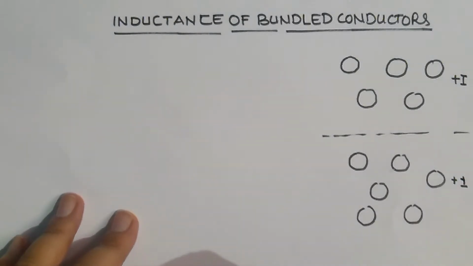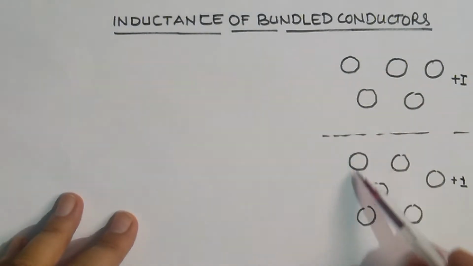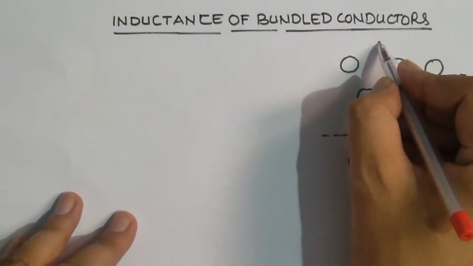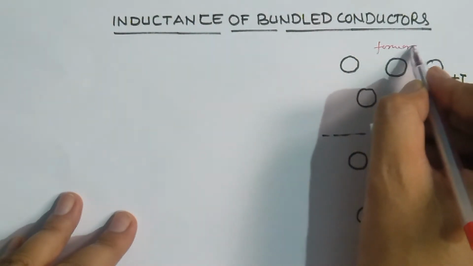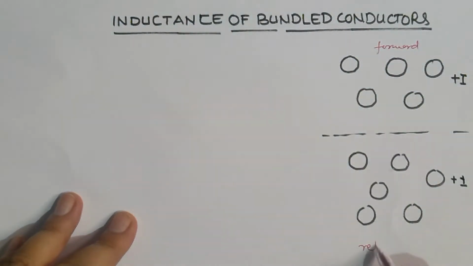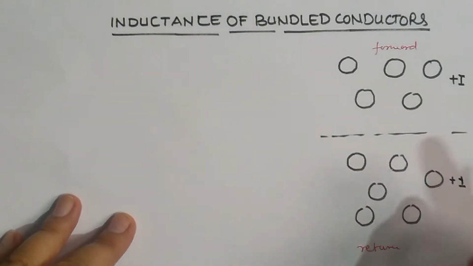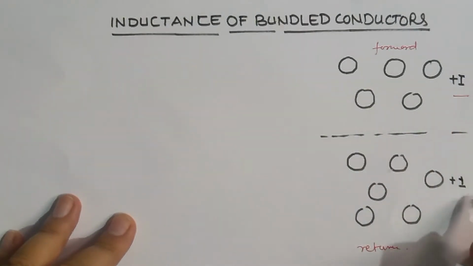So here this is the system of bundled conductor. So this is the forward path and this is the return path. Now the forward path is carrying current plus I and the return path is carrying current minus I. So the return path is carrying current minus I.